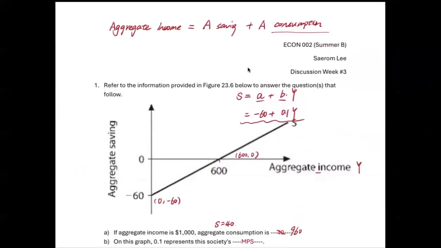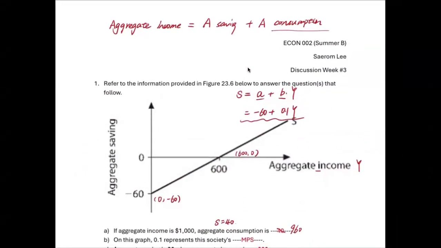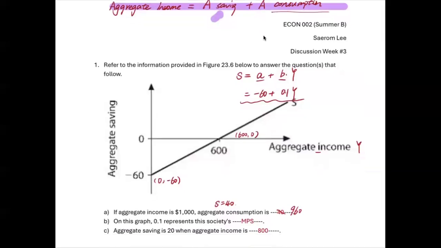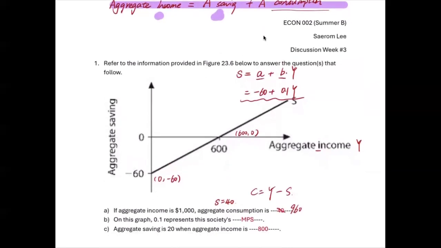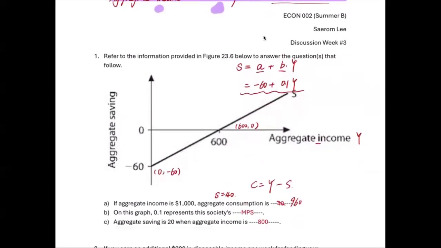Remember the first equation that you need to memorize. After getting saving and you know the income, what's consumption? It's just consumption equals y subtract saving, right? So now y is 1,000, saving is 40, so you will know the aggregate consumption is 960, okay?